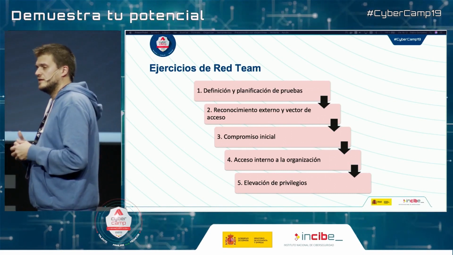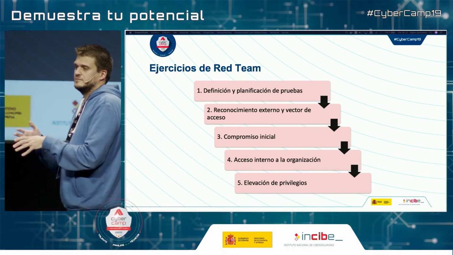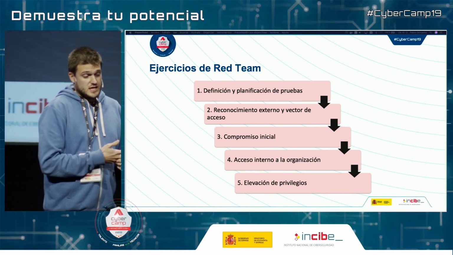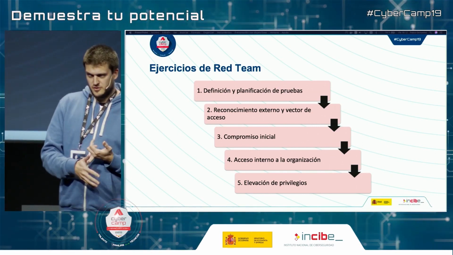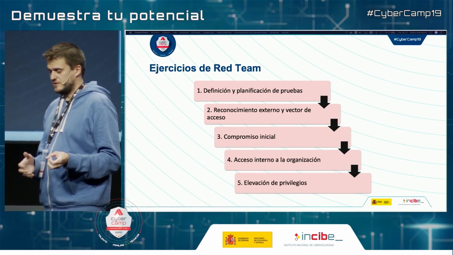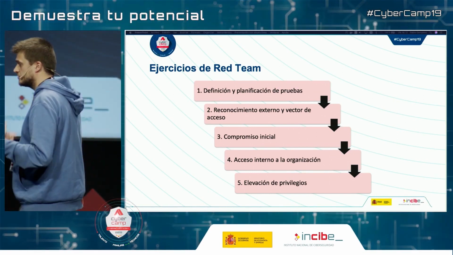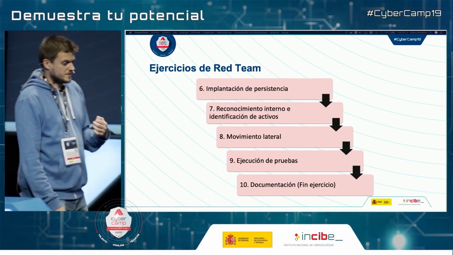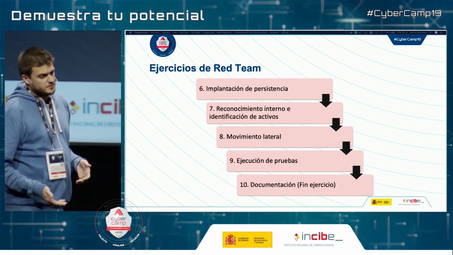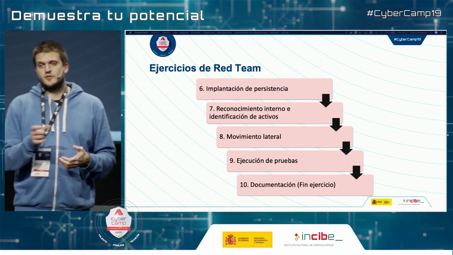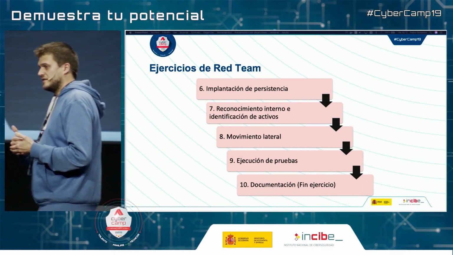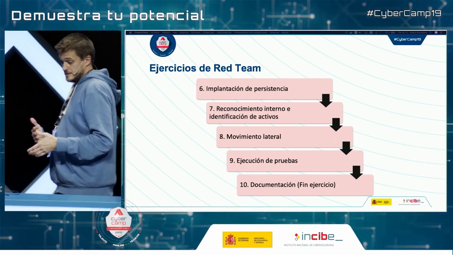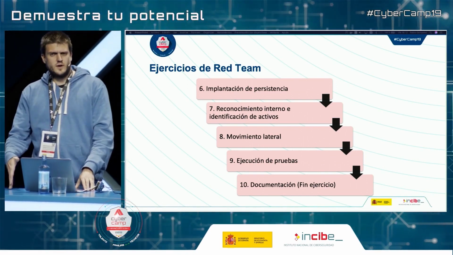This is a key point because ATT&CK, the matrix, will start there. Then we have a pre-ATT&CK, which works with the previous stages. Then number four, we have internal access to the organization. And number five, we have an elevation of privileges, which is once we're in. And then we will try to implant persistence, number 6, and number 7, internal exploring, and number 8, lateral horizontal movement. And then finally, number 9, we will run tests, and then finally we will do a training.